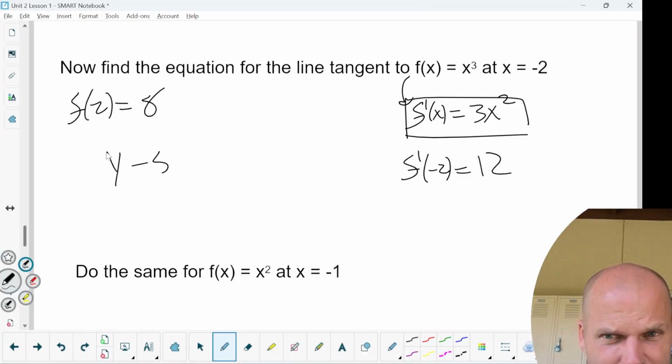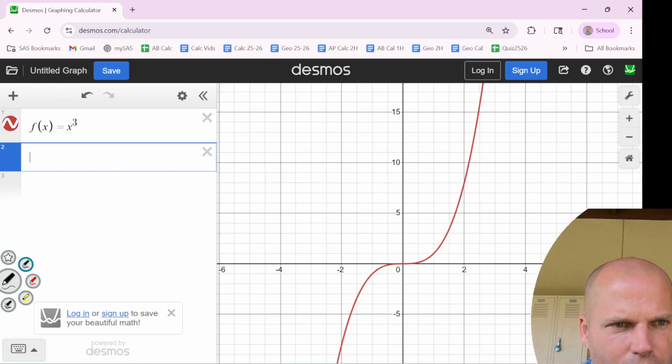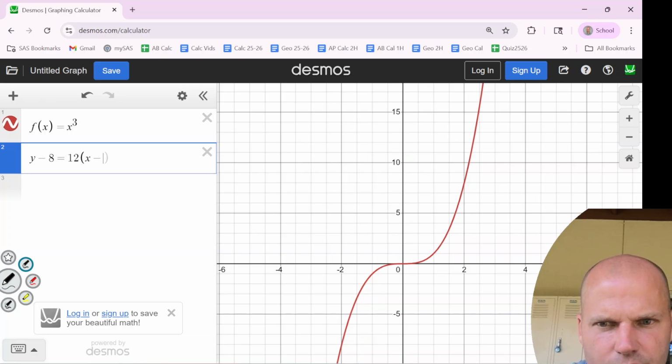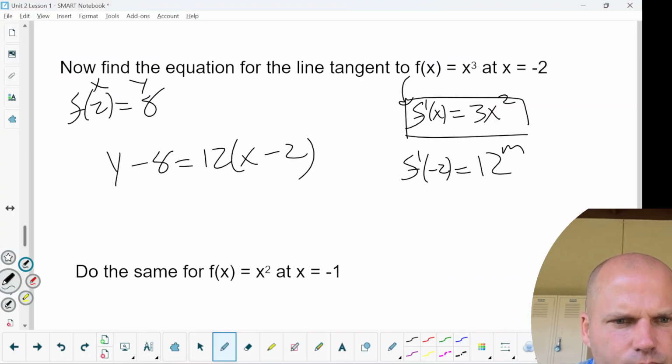So I got y minus 8 equals, this is an x, this is a y, this is an m, equals 12 times x minus 2. Y minus 8 equals 12, x minus 2. Well, bam. Let's do it at x equals negative 1.